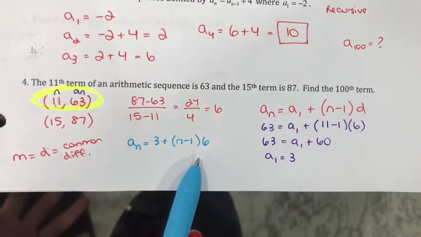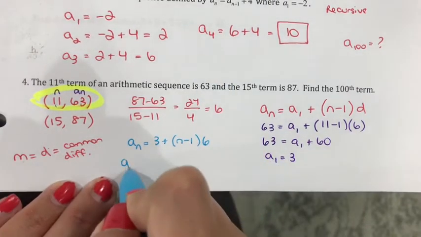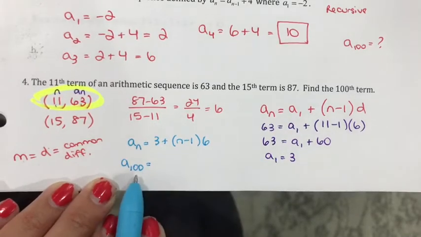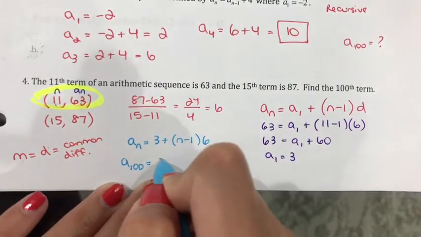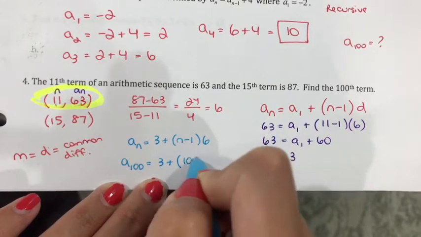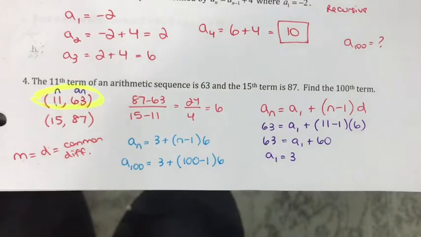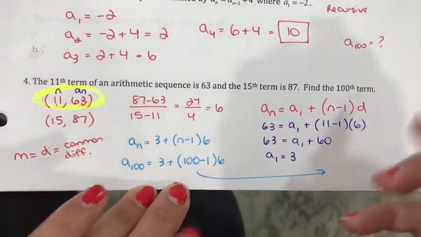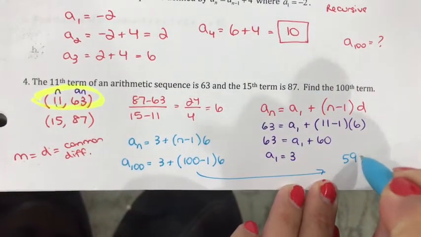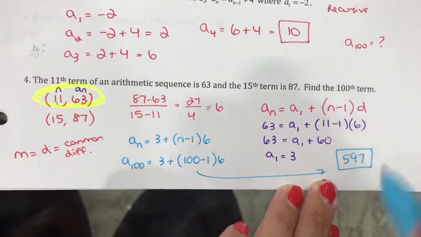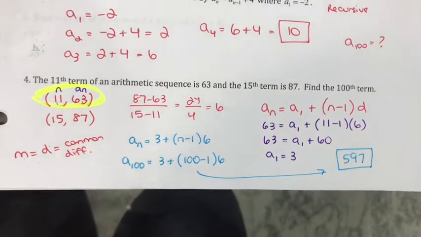Sometimes you'll be done at this point. But if I want a sub 100, we have to take this 100 and plug it in for n. Now I need my calculator for this. And I get a final answer of 597. Okay, so a bit of work, but we basically treat it like a linear problem.